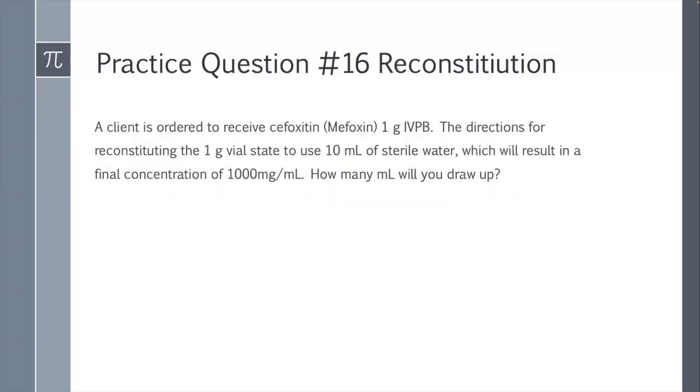And one more. So the client is to receive Rocephin 1 gram IV piggyback. The directions for reconstitution: the 1 gram vial states to use 10 milliliters of sterile water, which will result in a final concentration of 100 milligrams per milliliter. How many milliliters will you draw up? Okay, so we're solving for milliliters.